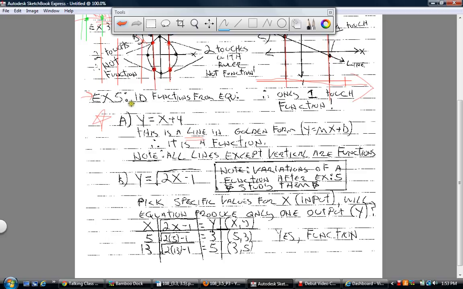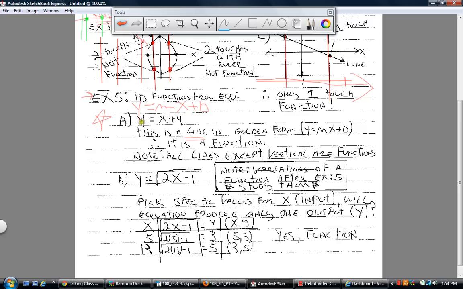It's in the form of what, class? Tell me. y equals mx plus b. What's my nickname for this? Golden function. A golden line. It's also a function. That y equals is a hint that it's a function. It's a line. For every value of x input, you get one and only one output of y.